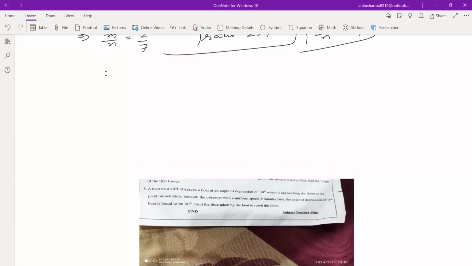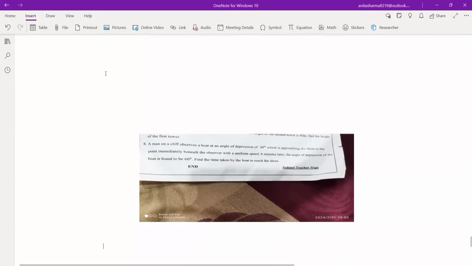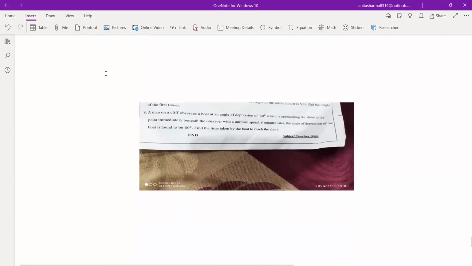Ma'am, both the boats lie on the same plane, right? Same side. Yes. Then we can do it in the same way we did with the pole. Yes. First of all, a man on the cliff observes a boat at an angle of depression of 30 degrees, which is approaching the shore to the point immediately beneath the observer with a uniform speed. 6 minutes later, the angle of depression of the boat will be 60. Find the time taken.